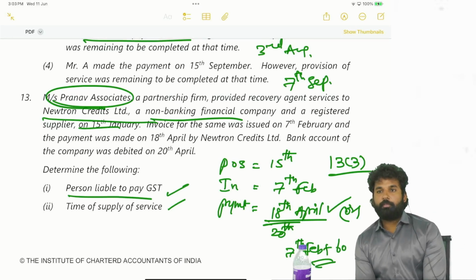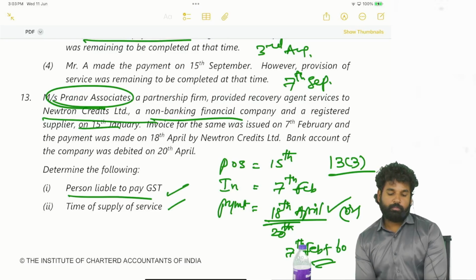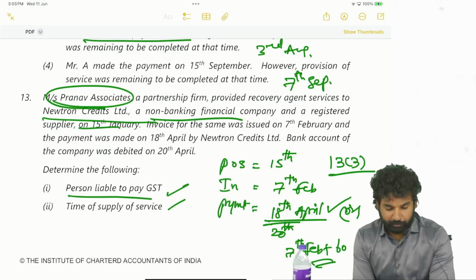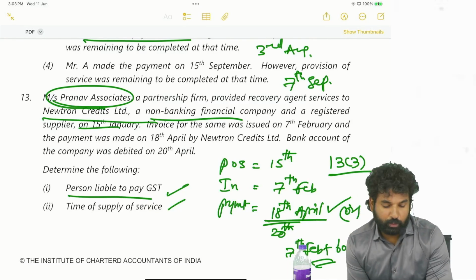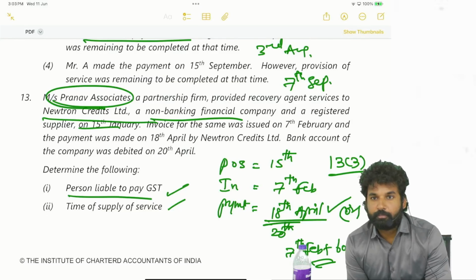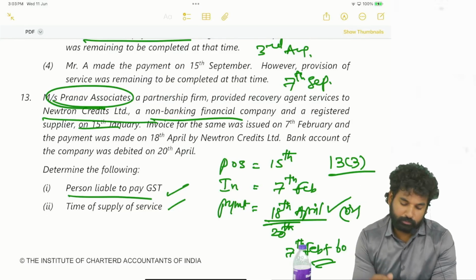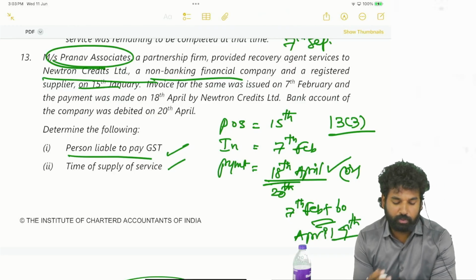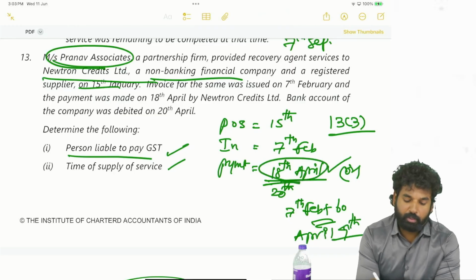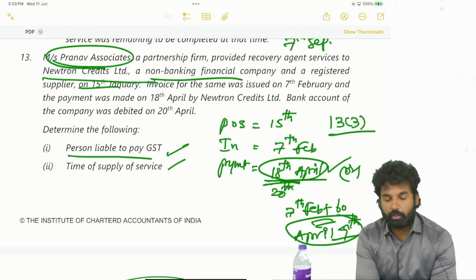So what is the date? It will land in the month of April. That too before the date of payment. April 8th, 9th. Okay. April 9th. That is which is before the date of payment. So 18th April or 9th April, whichever is earlier.